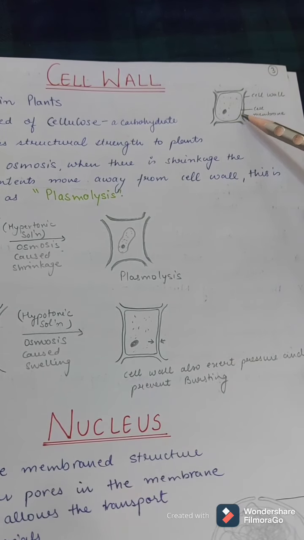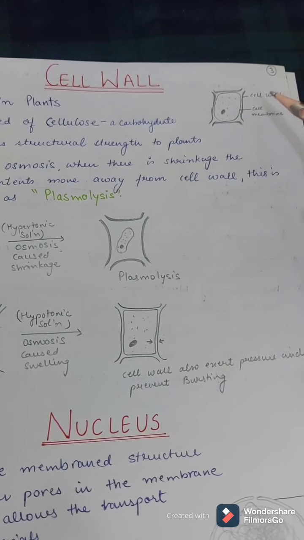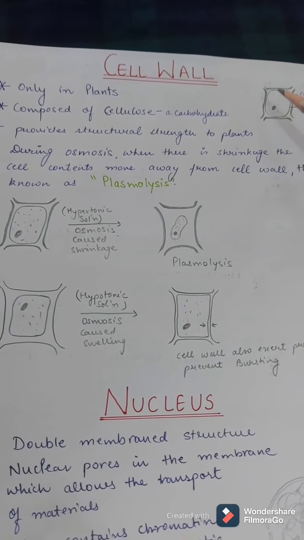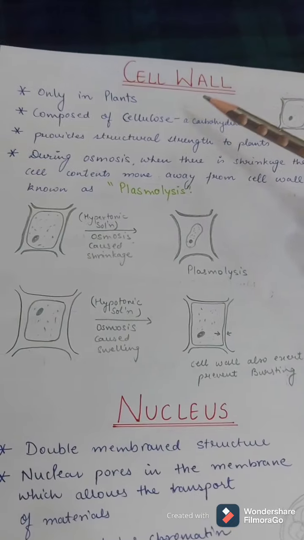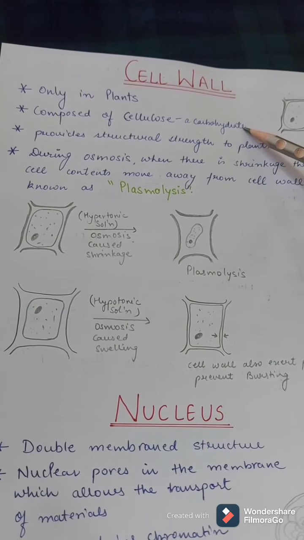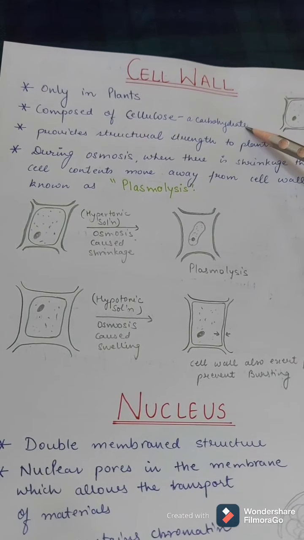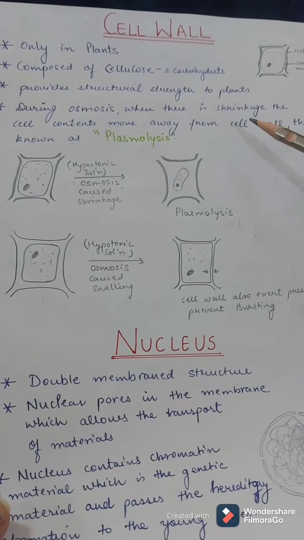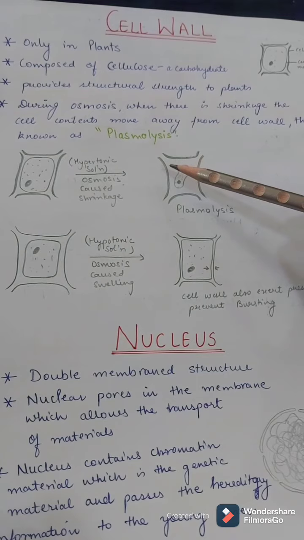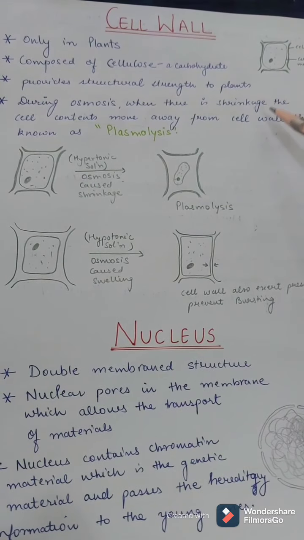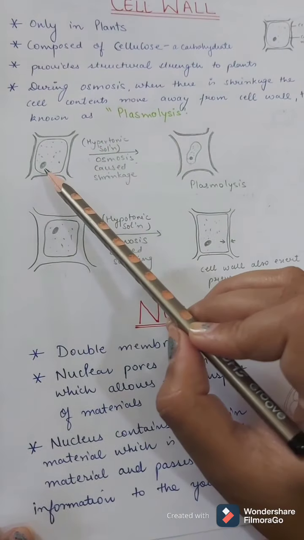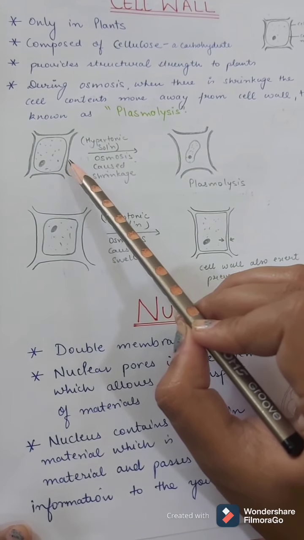Cell wall is thicker than cell membrane. Now the cell wall provides structural strength to the cell. It is composed of cellulose. Cellulose is a carbohydrate. Carbohydrate is a biomolecule. During osmosis, when there is shrinkage, the cell contents tend to move away from the cell wall, and this is known as plasmolysis. This is a plant cell with the cell membrane and cell wall.